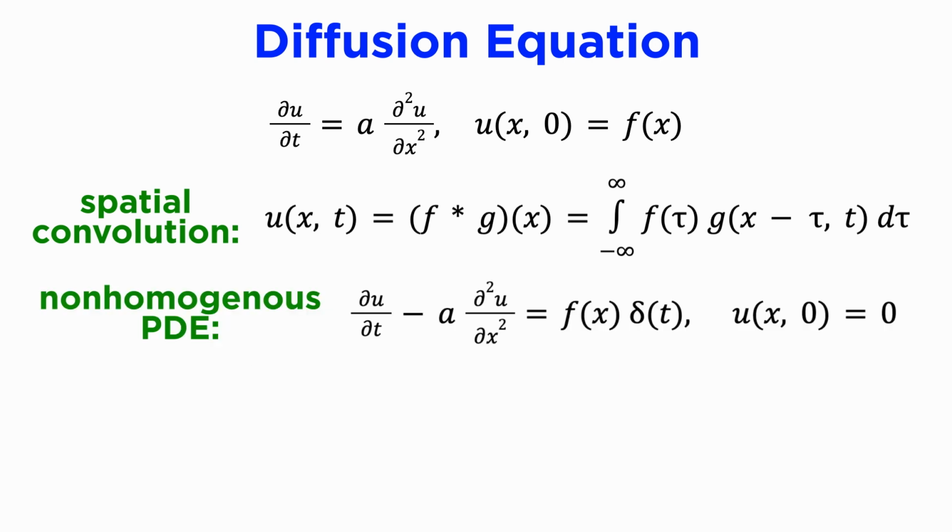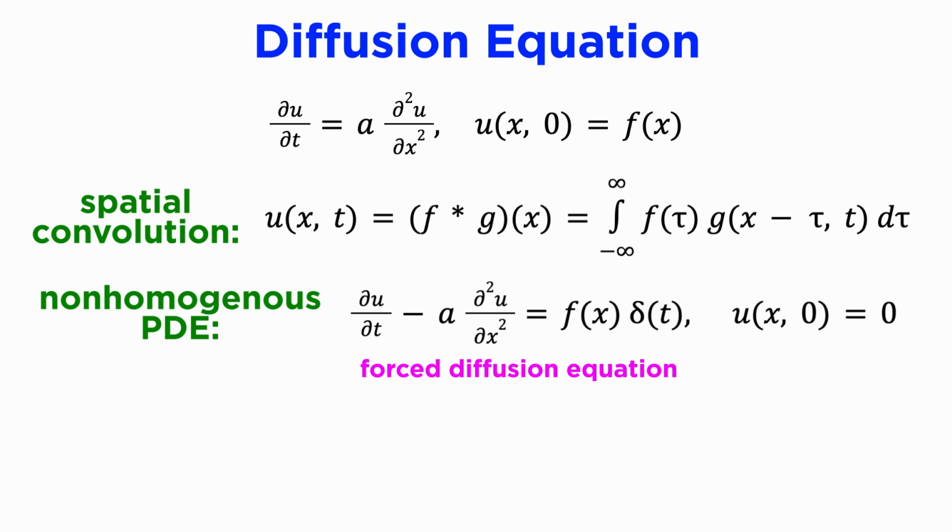Another convention is that instead of saying we have an initial condition u of x0 equals f of x, we can absorb this into our PDE to make it a non-homogeneous PDE by multiplying f of x by a Dirac delta function in time to account for the fact that this term only takes effect at t equals 0. We then get the forced diffusion equation partial u partial t minus a partial squared u partial x squared equals f of x times Dirac delta of t, where f of x is our starting distribution.